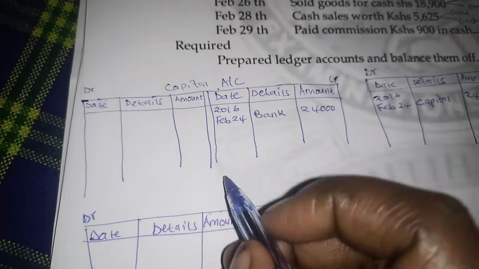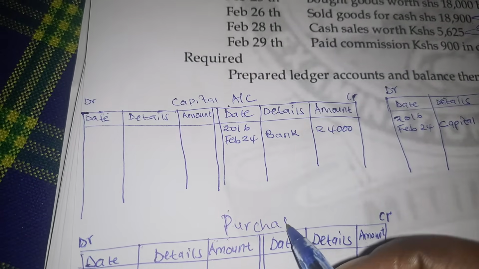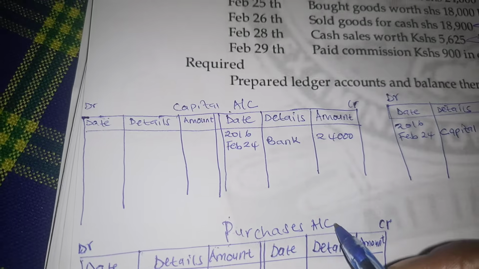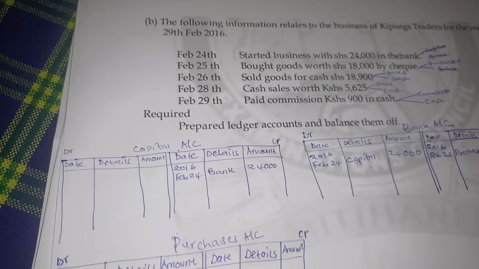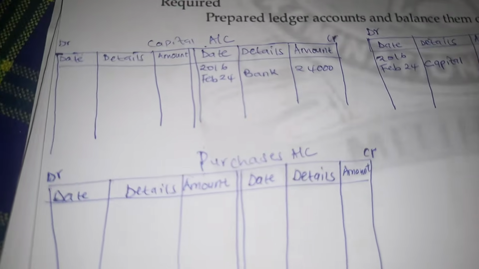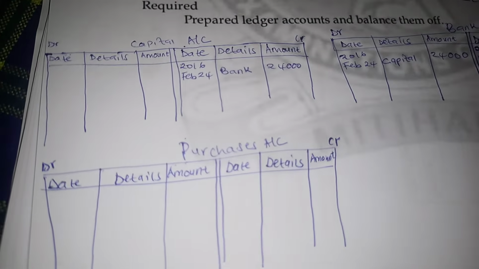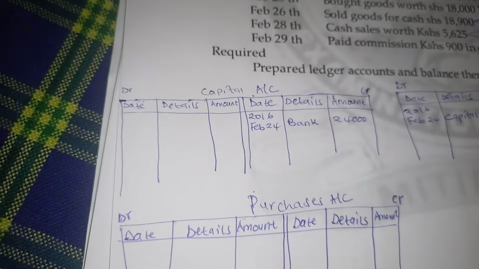So, purchases account. Remember to always name your account. Purchases account. What happened? Purchases were bought, an increase in purchases. Purchases is part of the stock, which is an asset increase, so it is supposed to be debited.